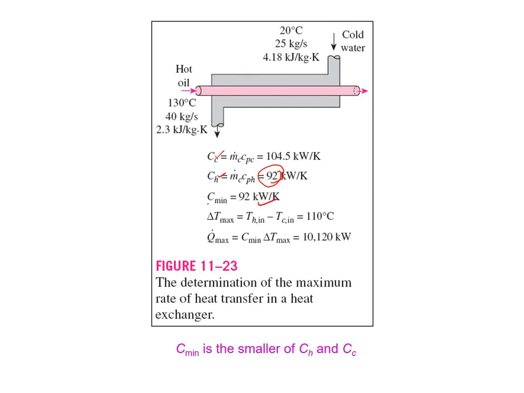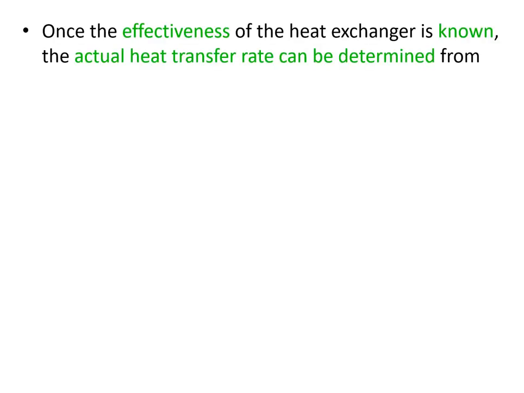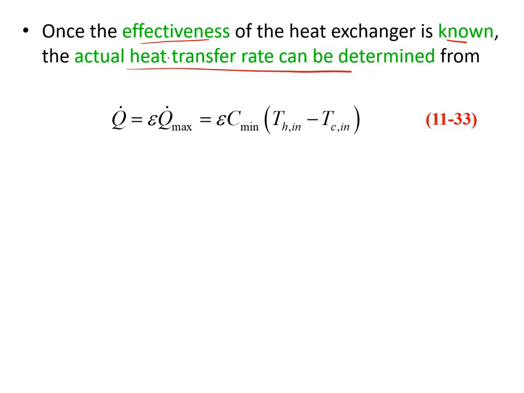After you get the minimum heat capacity, you will need to calculate the maximum delta T, and you can get the value of the maximum heat transfer rate. Once the effectiveness of the heat exchanger is known, the actual heat transfer rate can be determined from it. So if you're given the effectiveness and you already calculated the Q max just now, you can get the actual heat transfer rate.